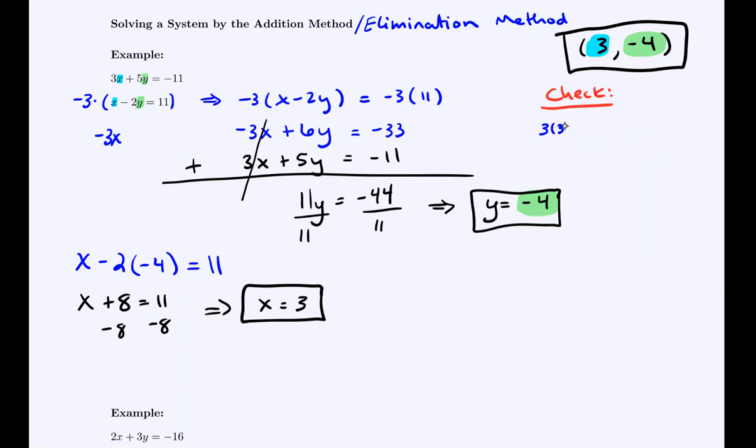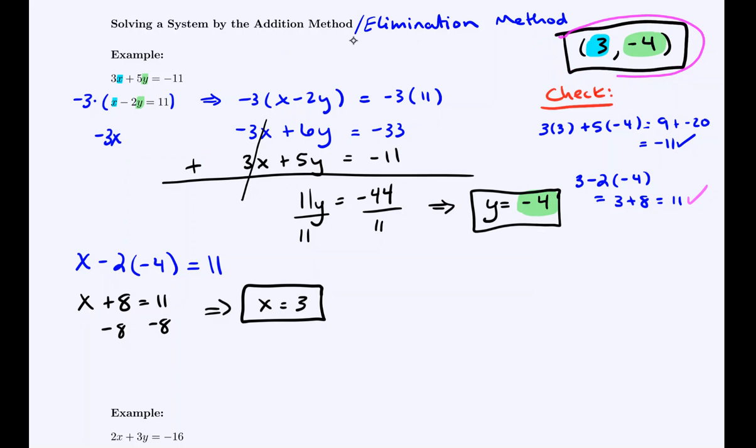So 3 times 3 plus 5 times negative 4, that would be 9 plus negative 20, which would be negative 11. What was it supposed to be? Let's look. Negative 11, that works out so far. Checking the second equation, 3 minus 2 times negative 4. Okay, minus a negative becomes a positive, so that's the same as 3 plus 8, which would be 11. Let's see, what was it supposed to be? It was supposed to be 11. We got what was expected. So it works in both equations. Therefore, we are confident that this is the solution to the system of equations.